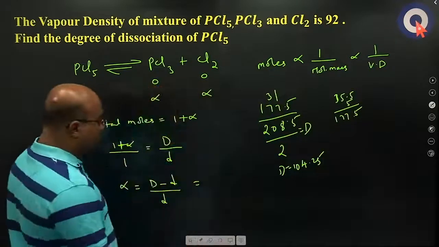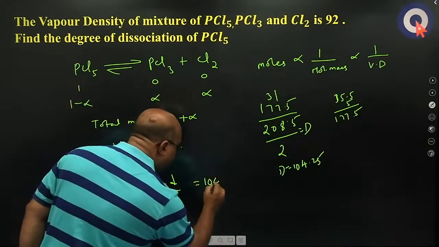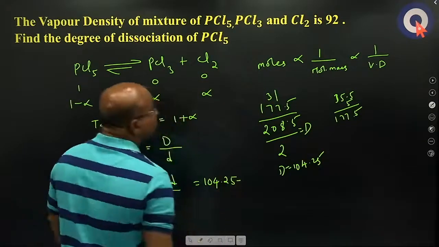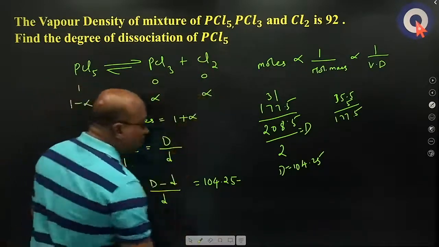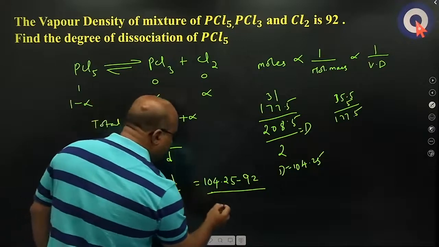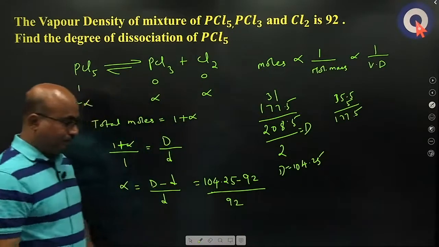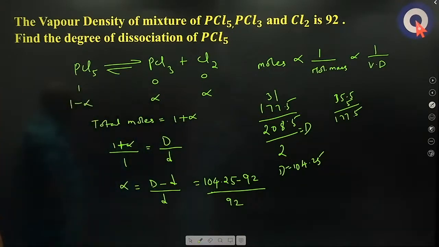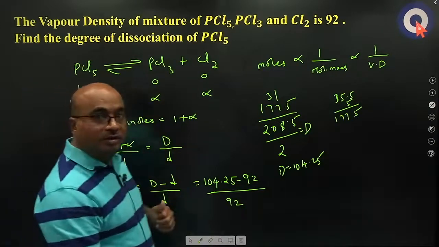Clear? So what is this now? 104.25 minus the equilibrium vapor density, which is given as 92, divided by the equilibrium vapor density, that is 92. So it's only just again solving it.